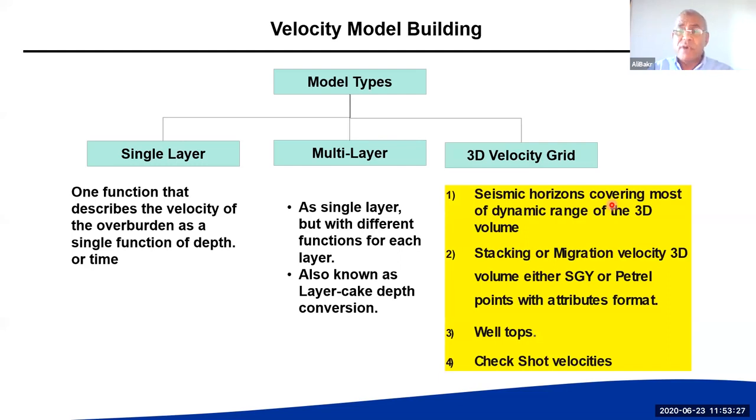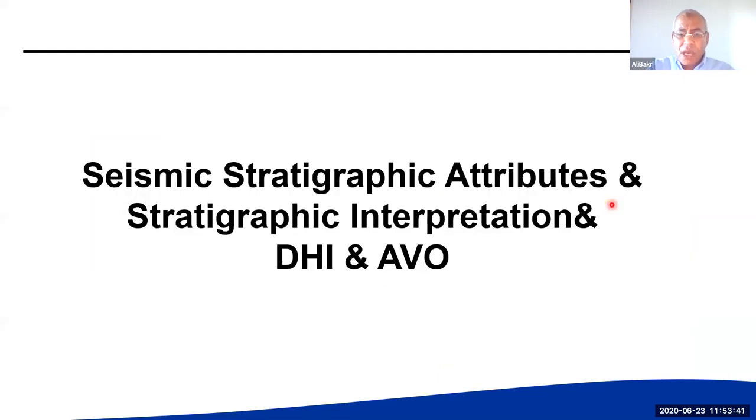And then you have what we call seismic sequence stratigraphy. And then we have direct hydrocarbon indications and AVO, or DHI. This will cover the rest of the lecture, which is seismic stratigraphic attributes, seismic and stratigraphic interpretation, and using direct hydrocarbon indicators and amplitude versus offset. This represents a very important part of exploration seismology. Actually, a big part of that area is now called QI, quantitative interpretation.